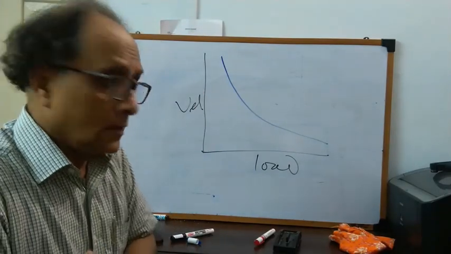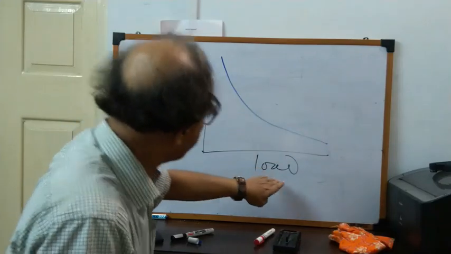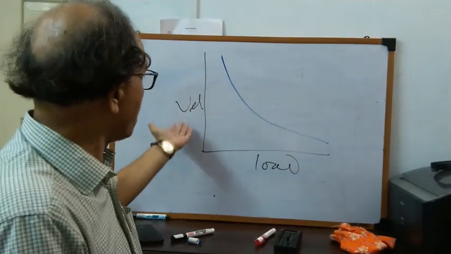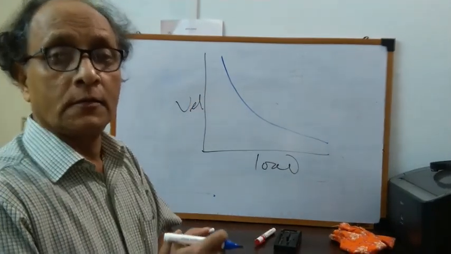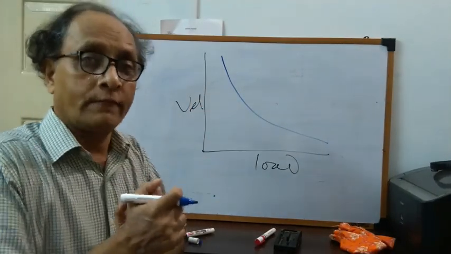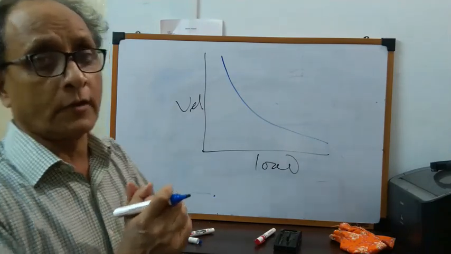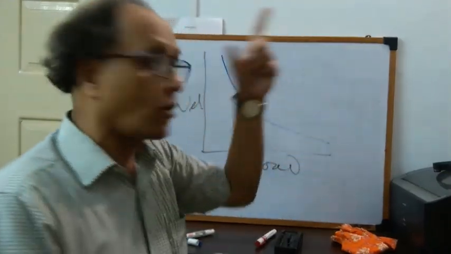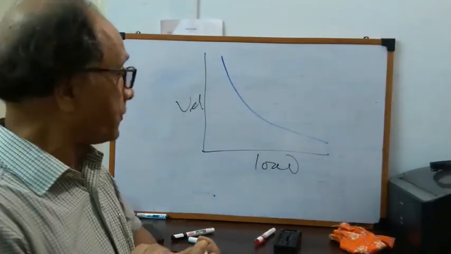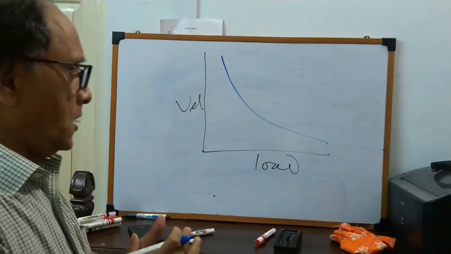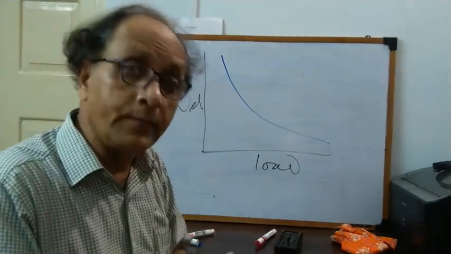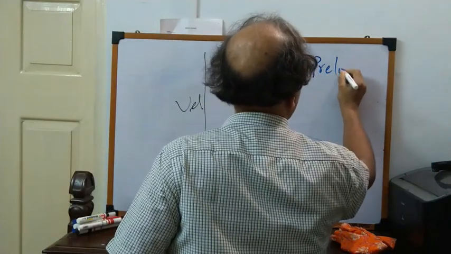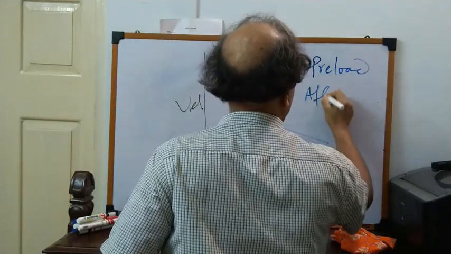This is the relationship between afterload and ventricular performance. Here ventricular performance is expressed as the velocity of contraction, the velocity of shortening of the ventricular muscle fiber, and they are inversely related, not exactly linear, rather a bit non-linear. So these are the two very important determinants of ventricular performance I described today. One is preload, another is afterload.